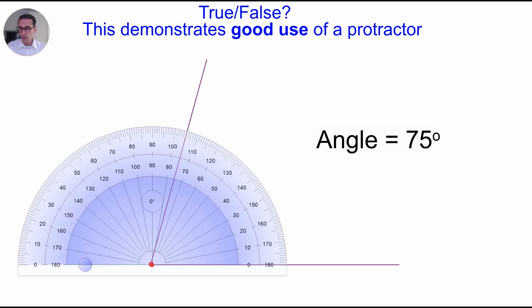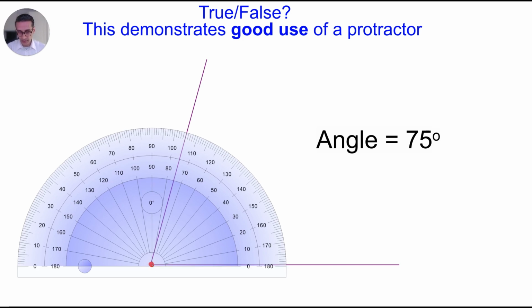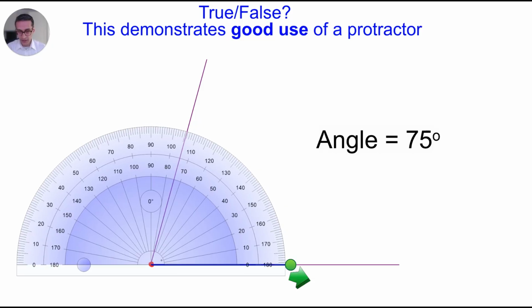So we'll do a quick true or false, deciding whether this is a good example of good practice. So is this a good way of measuring this angle here? So I would say the vertex and the origin is lined up nicely. I would say that the correct scale is 0 on the inside, and then when you measure your angle here, it's going to go to 75.